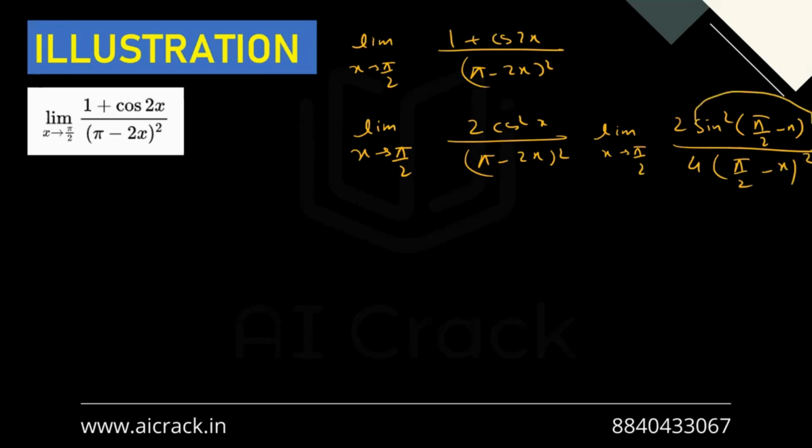Now this entire limit becomes 1, because we have sine of something approaching 0 divided by that 0 only, right? Because x is approaching pi by 2. And this limit is 1 by 2. So the answer would be 1 by 2.